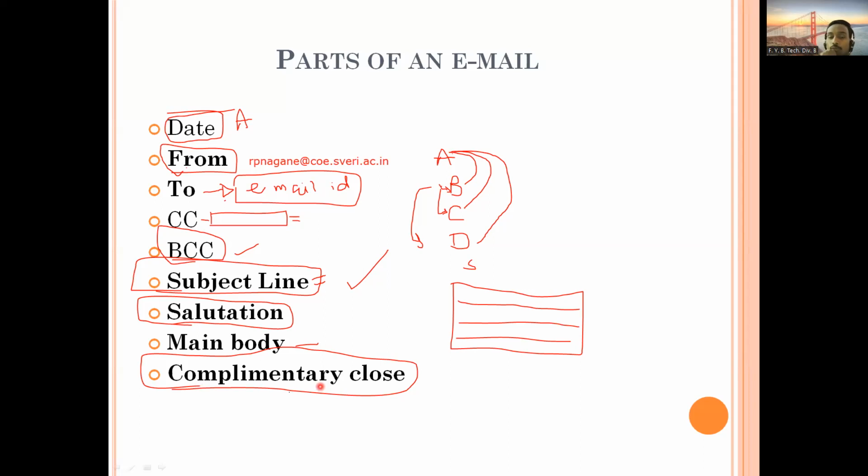So additionally, what can you do here? You can attach files, different photos, audios, videos, Word file, Excel file, PowerPoint file, GIF file. These kinds of things you can attach. So these are the things in an email that you have to keep in your mind.